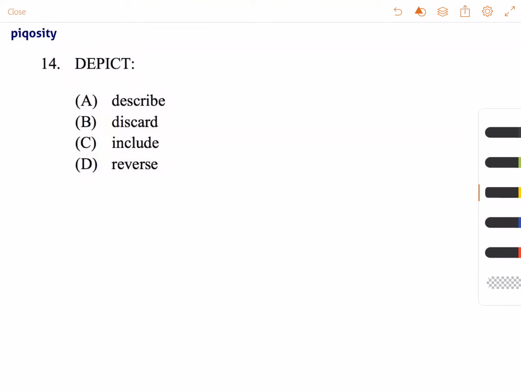This is Stephen, and we're dealing with the word depict, which means to show or represent by a drawing, painting, or other art form. The answer to this question is A, describe, which means to give an account in words of something. So this is not an equivalent translation or definition of depict, since depict is about drawing or painting and describing is more about words.